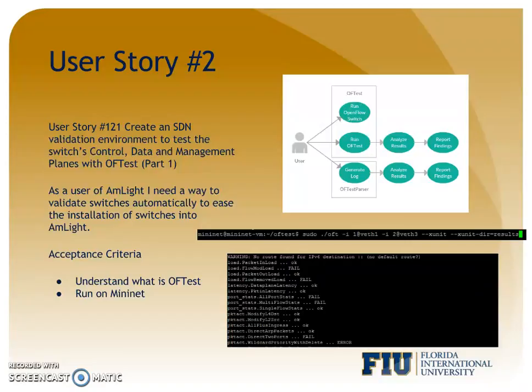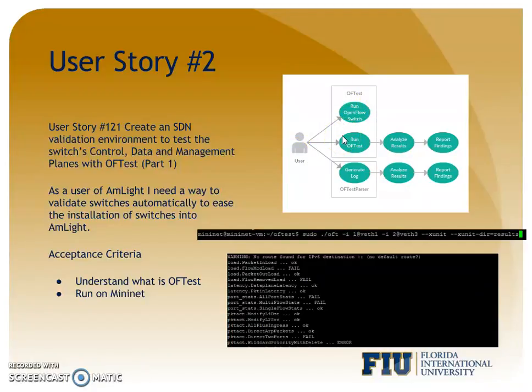This is part 1. Basically, throughout the entire project, this was the idea to work on this SDN validation environment, which is our SwitchTester application. So as a user of AMLite, I need a way to validate switches automatically to ease the installation of switches into AMLite. So this is going to be a very common theme throughout the remainder of this project. So acceptance criteria: understand what is OFTest and run on Mininet. So this is a use case diagram basically describing how the network engineer will communicate with the application.